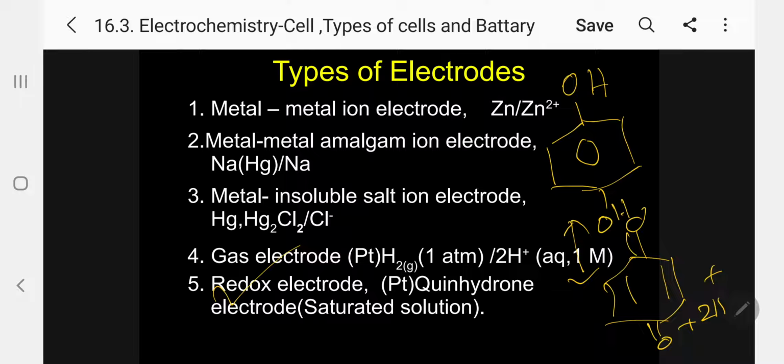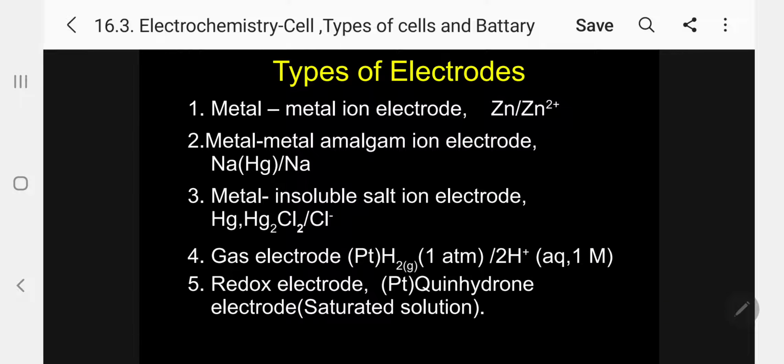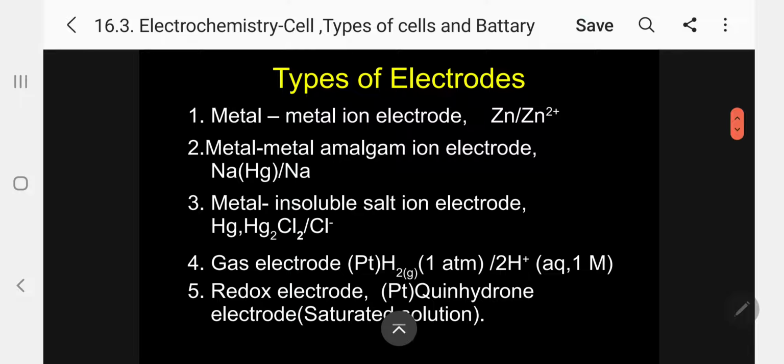Depending upon the nature of the other electrode, it will undergo oxidation or reduction. Oxidation means it will go from here, the hydroquinol to quinone. Reduction means from here to here. So this is called redox electrode. By taking any one of these electrodes, specifically the calomel electrode normally, we can connect to any other electrode and form a cell.